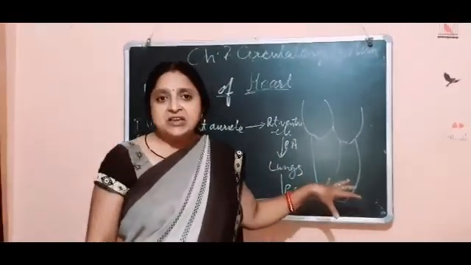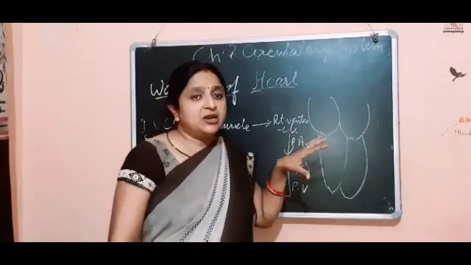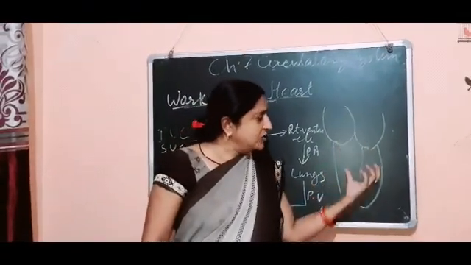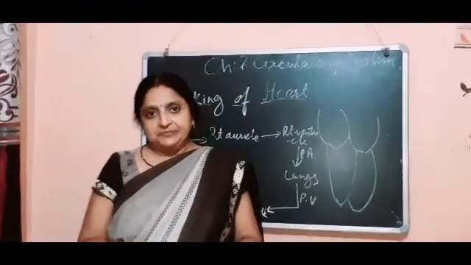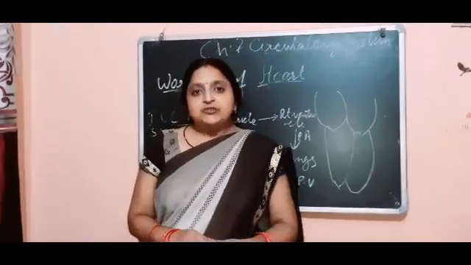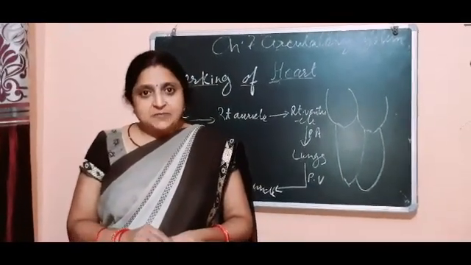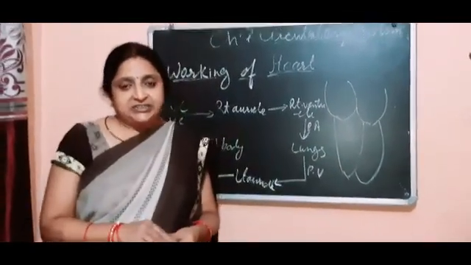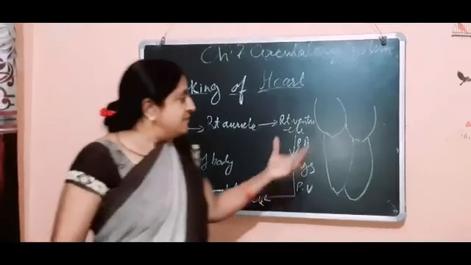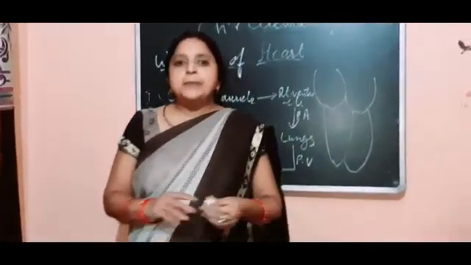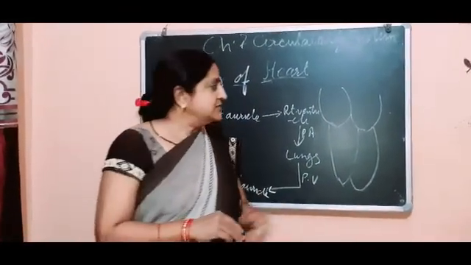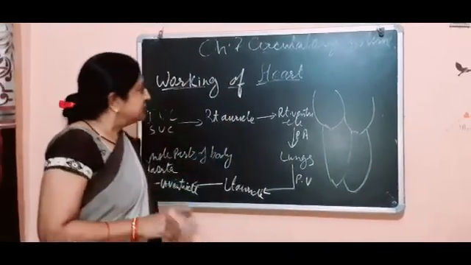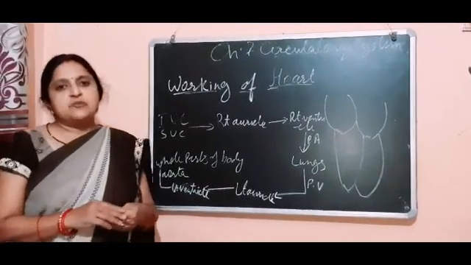they again become empty, without blood. At that time all four chambers are without blood, and that phase is called the joint diastolic phase. It means there is no blood in the heart, and it lasts for a fraction of a second, when all four chambers are empty. That phase is called the joint diastolic phase. This is all about the working and circulation of blood.